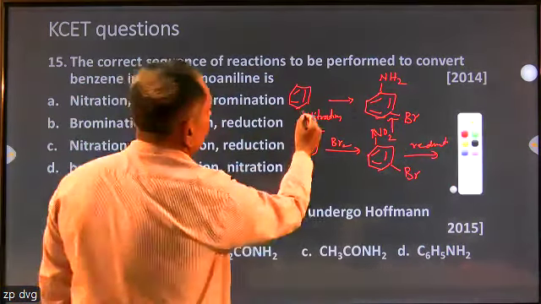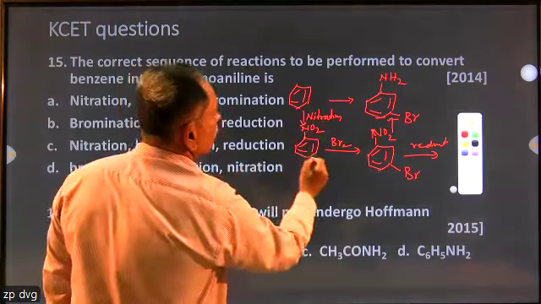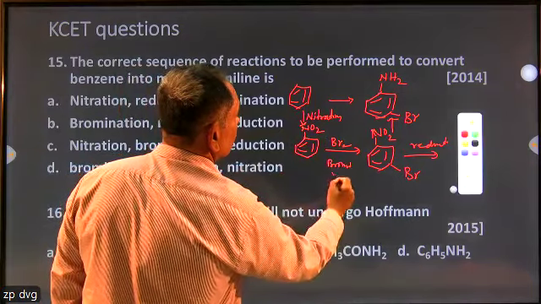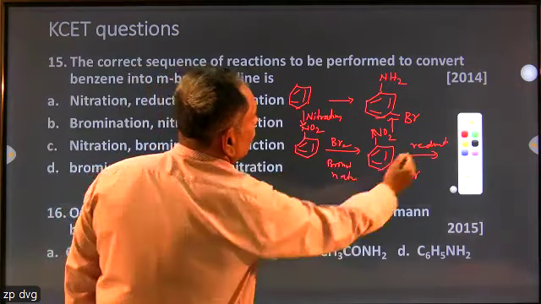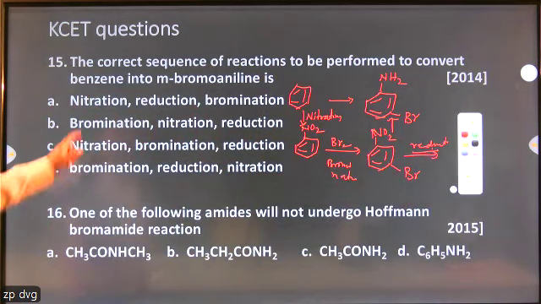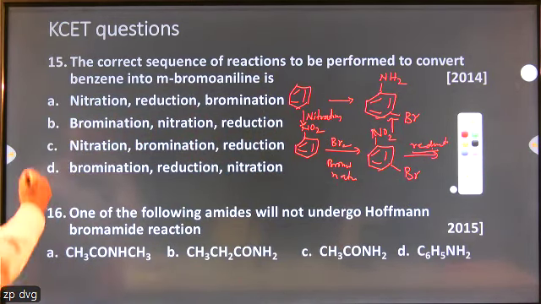So the steps are, first step is nitration, second step is bromination, and third step is reduction. So nitration, bromination, and reduction. So answer C is the correct answer.